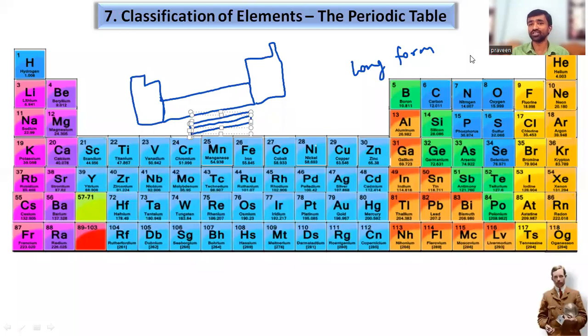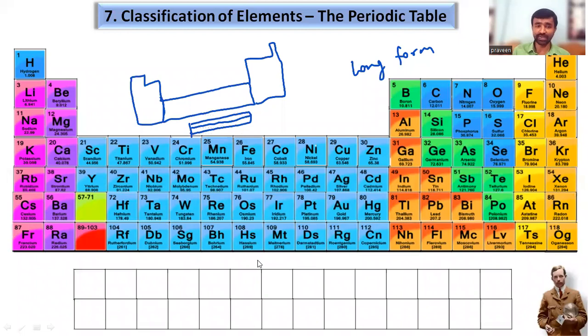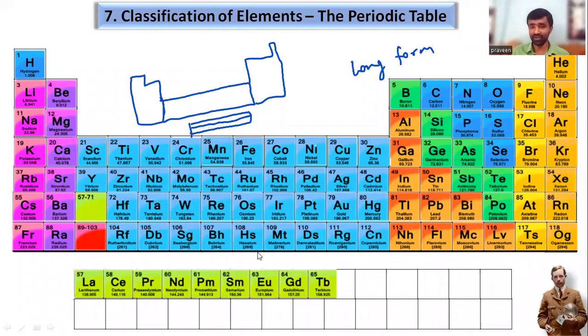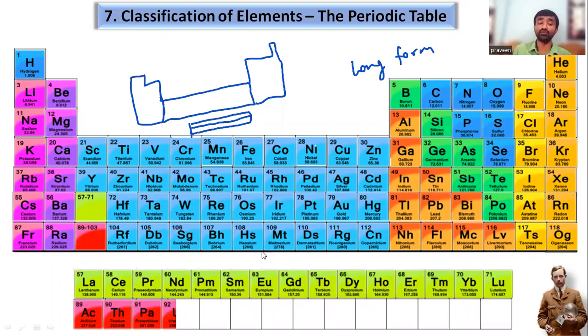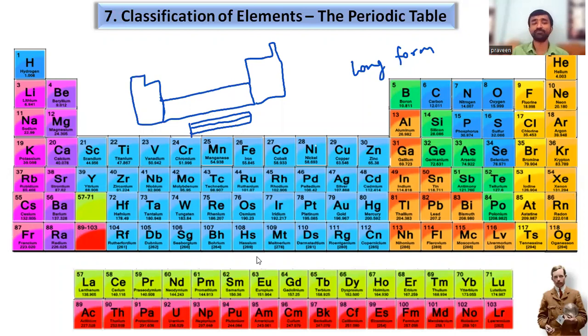So now I got the structure like this for the periodic classification. What I did: the 57 to 71 elements are separated at the bottom of the periodic table, right? So those 14 elements, 57 to 71 and 89 to 103, the f block, 4f and 5f, both are separated at the bottom of the periodic table. So this is the final structure, or outline, for the periodic table. How I got this periodic table structure, was it clear?